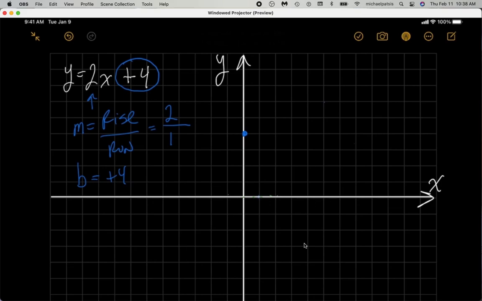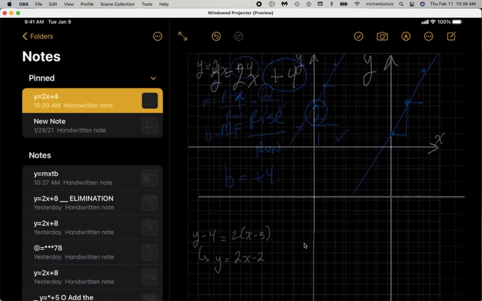That's the y-intercept. Then we employ the slope. Whenever we do the slope, we do the run first. The run is always positive. We move one direction in the positive x direction, and then we look at the rise. If it's positive, we follow those instructions and we go up 2. Run 1, rise 2. Here's our line right there. Okay, close enough. So easy to graph. That's the benefit of the slope-intercept form.